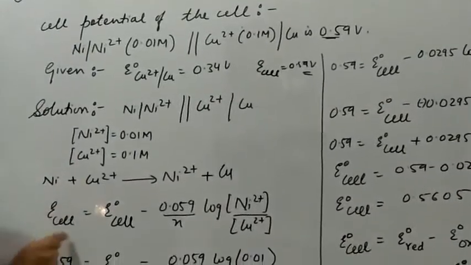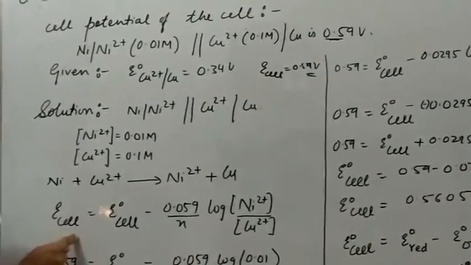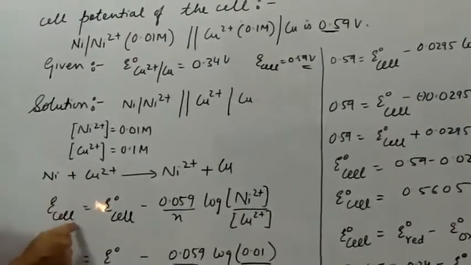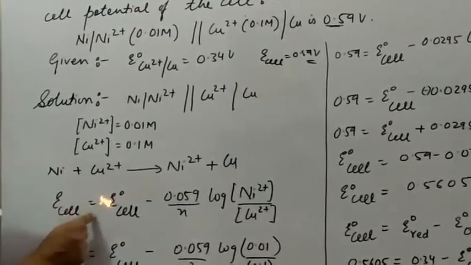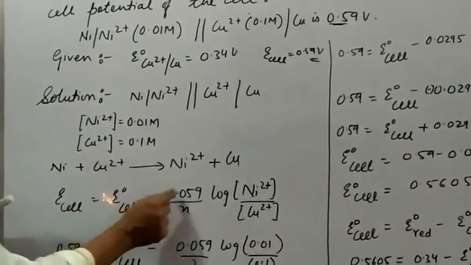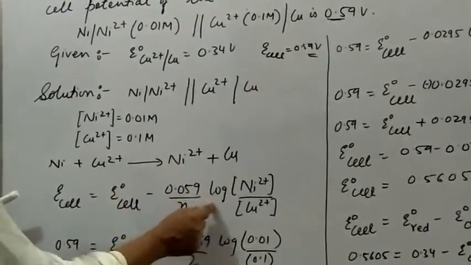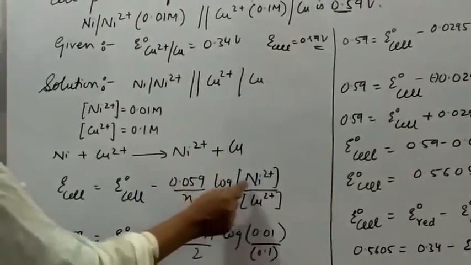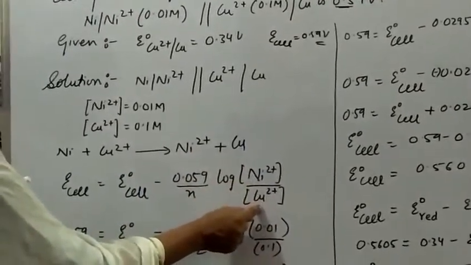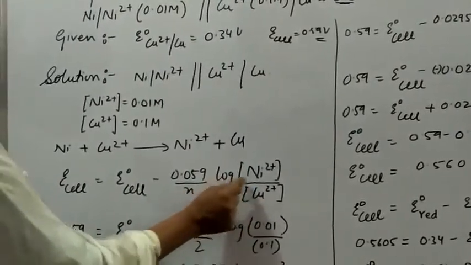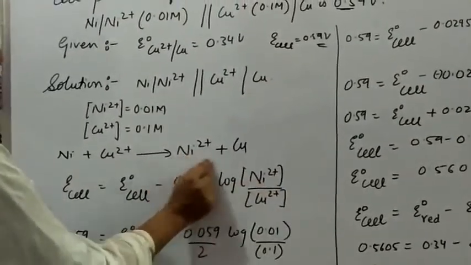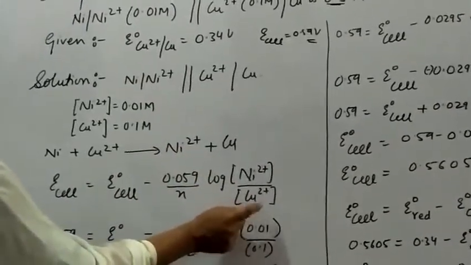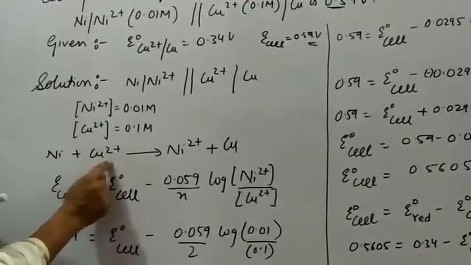Right. Now here the coefficient is unitary, that is, 1 in each of the species. Right. Now we will write down the Nernst equation for the determination of the EMF of the cell. It is E cell equals E naught cell minus 0.059 upon n log, product ion upon the reactant ion. Again I am repeating, in the log it will be the product ion, which is Ni2 positive after the oxidation, and this is the reactant, the Cu2 positive ion.